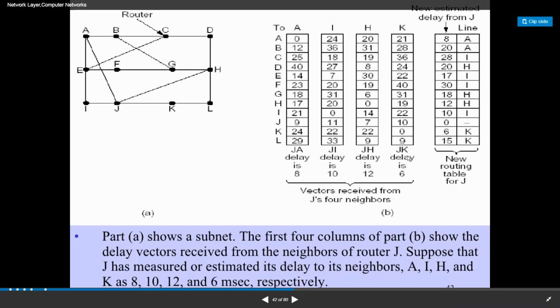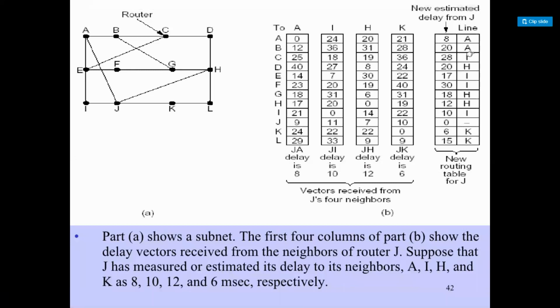J to K they have given as 6 and K to B they have given as 28. 28 plus 6 is 34. This is 20, this is 46, this is 43 and this is 34. The least value in this is 20. So J to A will become 20. The line will be A. That means to go from J to B, the line will be A.